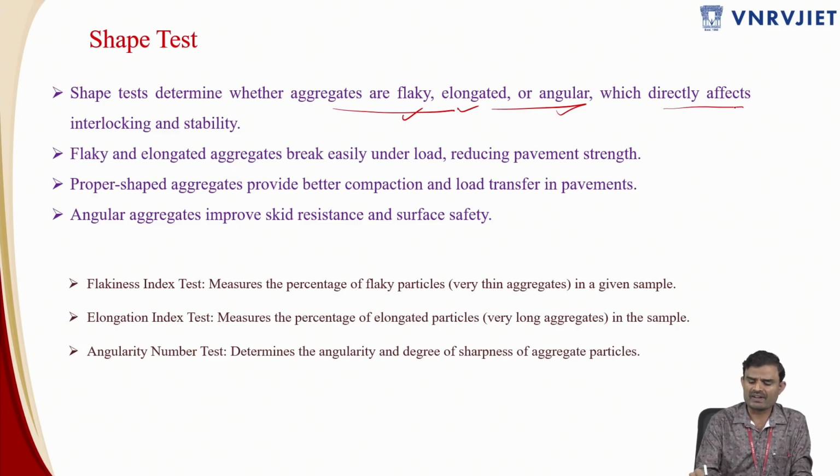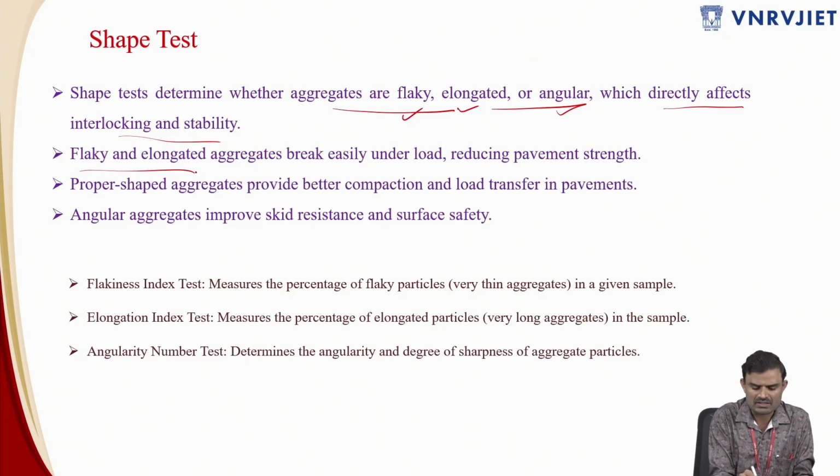These different kinds of aggregate particles are going to affect the interlocking property and stability when they are being used in the preparation of mixes, either asphalt concrete or cement concrete. They are going to play an important role during interlocking, and they are also going to provide stability for the structure whatever we are going to construct.